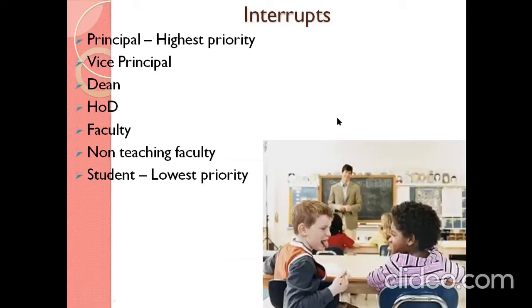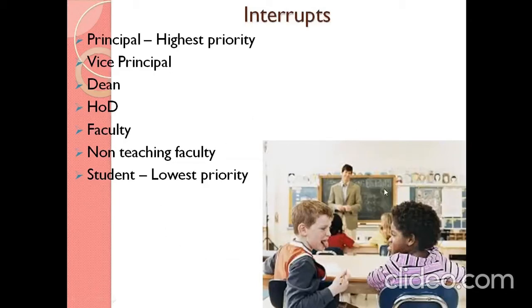So let us see another example. Here, this is in a classroom. There are students and a teacher. The teacher is taking class. If you take a college as an example, the principal is the highest priority, the vice principal is the next priority, then dean, HOD, faculty, non-teaching, and student. Student is the lowest priority.